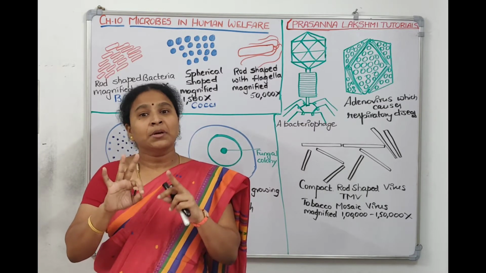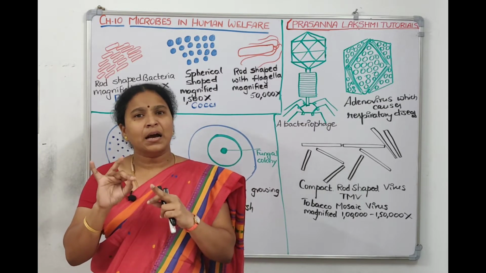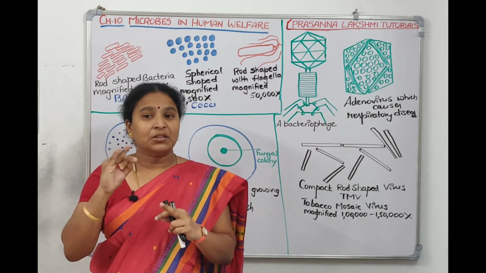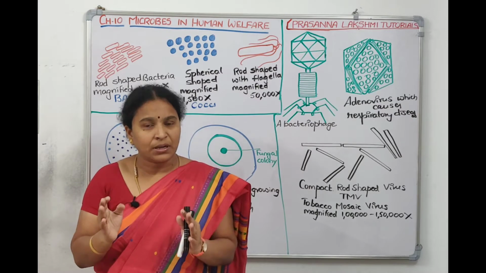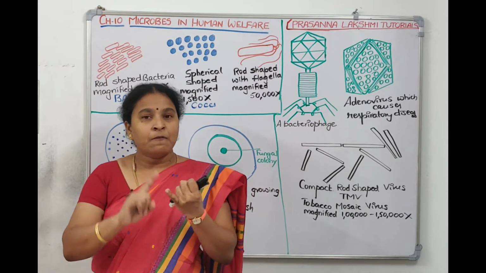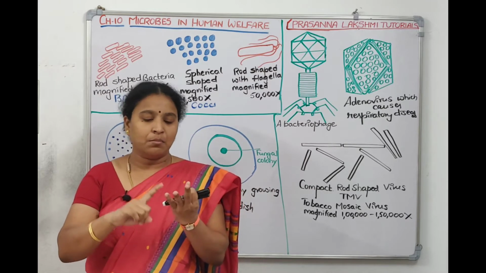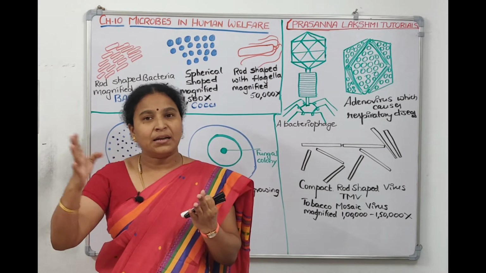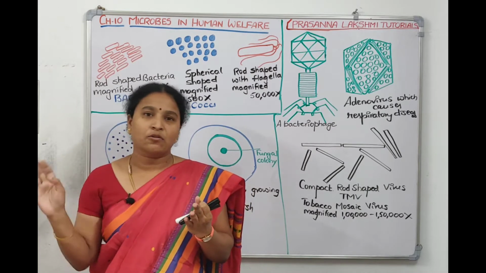The third kingdom is fungi. Fungi are also microorganisms only. Then Plantae and Animalia, they are macroscopic. So the author has asked how many kingdoms contain microorganisms. First kingdom, second kingdom, third kingdom: Monera, Protista and fungi contain microorganisms. Plantae and Animalia don't include microorganisms.